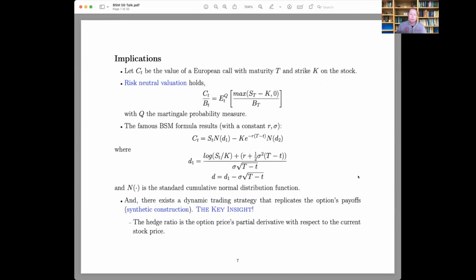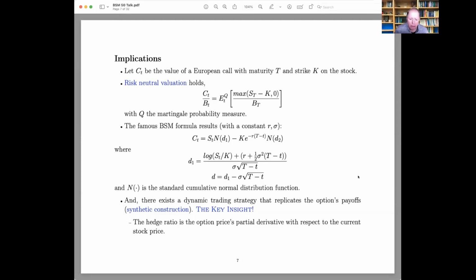The implications, and we're looking at a European call option with maturity T and strike K on the stock. One of the 2 key implications, later known as risk neutral valuation, is that the value of the option is equal to the expected discounted payoff, where the expectation is taken with respect to what's sometimes called the risk neutral probability measure. Here I call it the martingale probability measure, represented by Q in the expression. When you compute the expectation, you get the famous Black-Merton-Scholes formula.